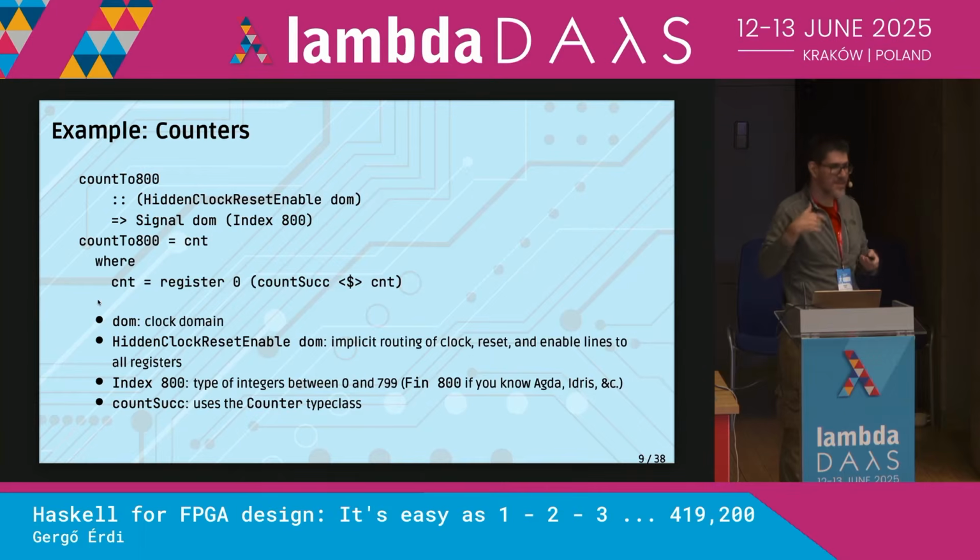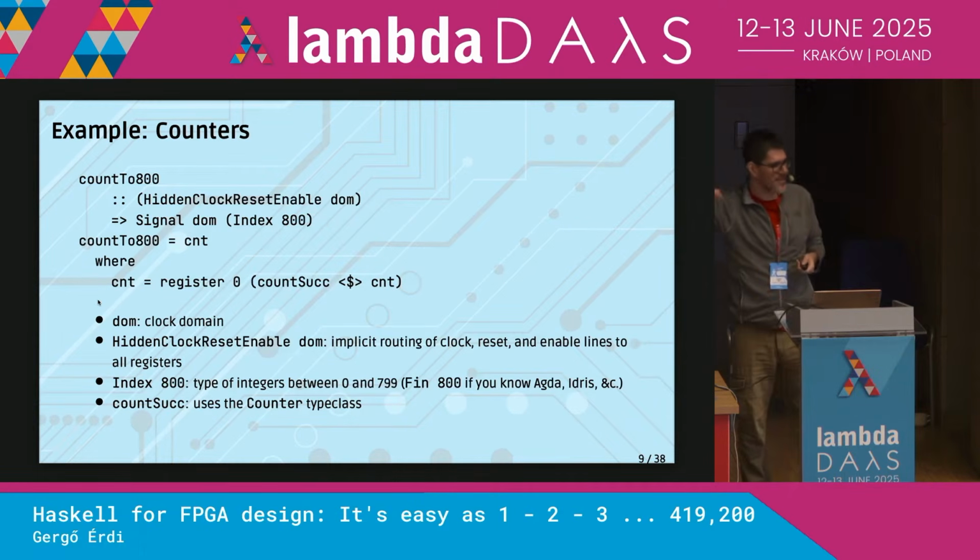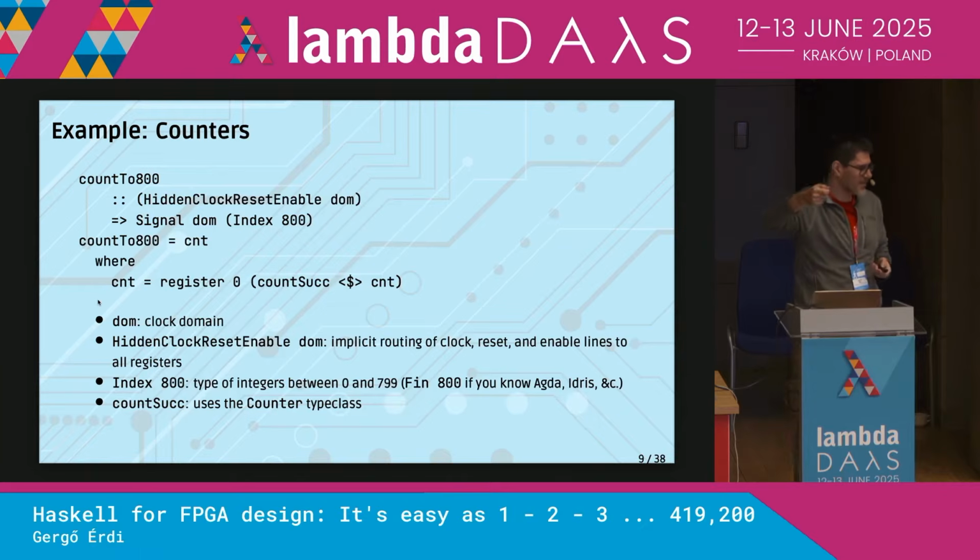countSucc is not succ from the Enum type class, because that one doesn't really define what should happen at overflow. We want our counter, when it gets to 799, to go back to 0. So we use this Counter type class provided by Clash, which specifies that it will overflow back to 0. And it also has the important property that types that implement this type class can also tell you when they overflow. We will see in a moment why that is important.